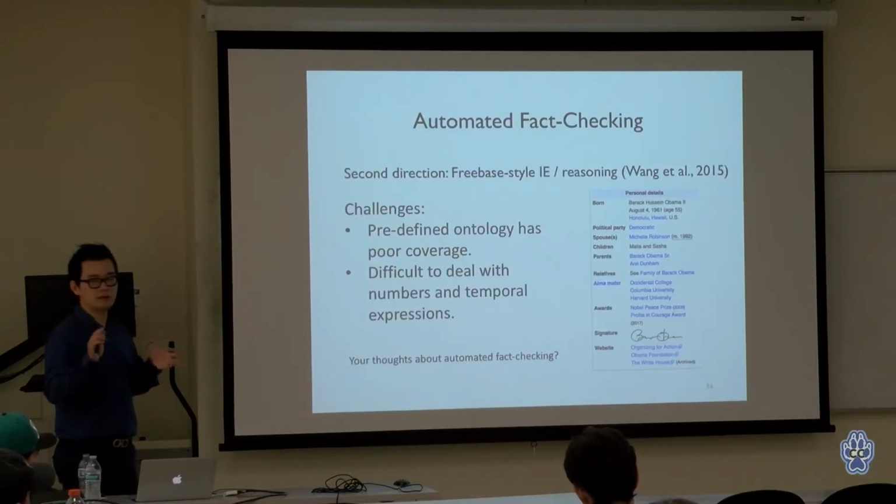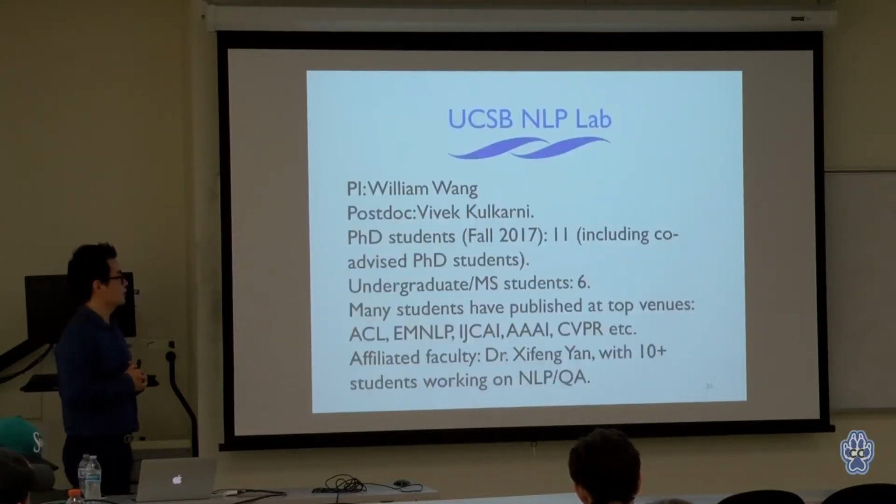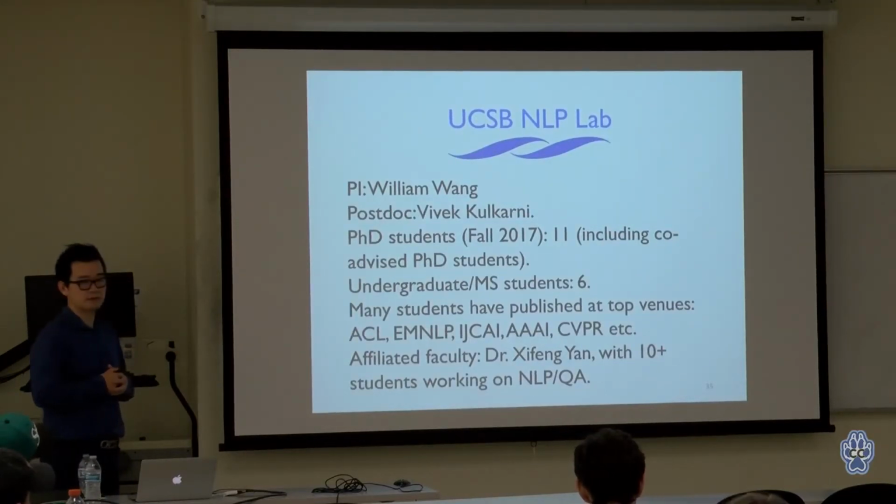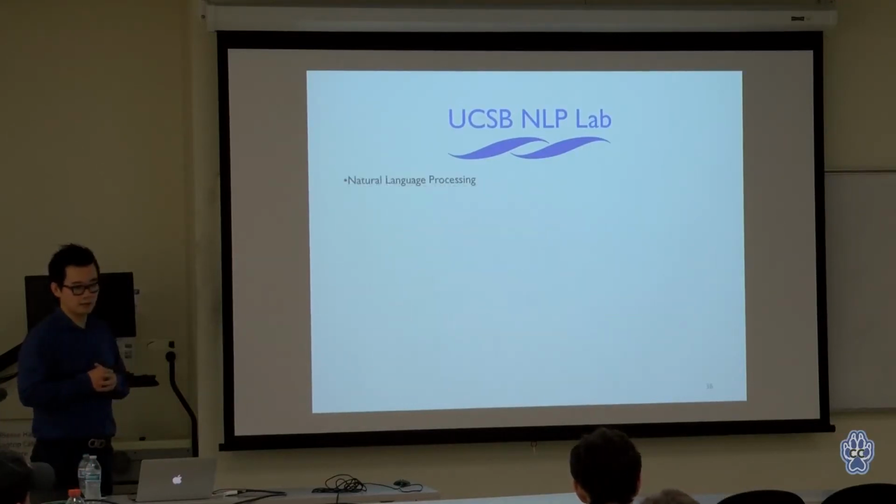Okay, so I think I still have 5 minutes. I want to briefly tell you about some other work that we're doing in the Natural Language Processing Lab at UCSB. Okay, so we have about 10 PhD students and about 20 people in general, combining undergrad, masters, and everyone together. So we work on many different areas in NLP.